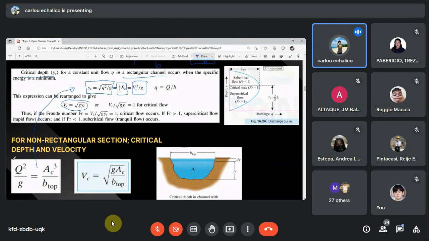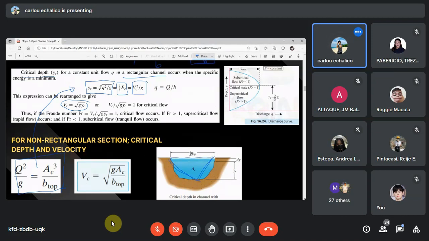So if it's easier for you, it's okay to memorize the rectangular one, but if you don't want to memorize many formulas, you can just memorize this one, since it is derived. So that is just q squared over g equals area critical cubed over the base. For example, let's say your channel is triangular. So discharge squared over g is equal to the area of the triangle, area critical cubed over the base.